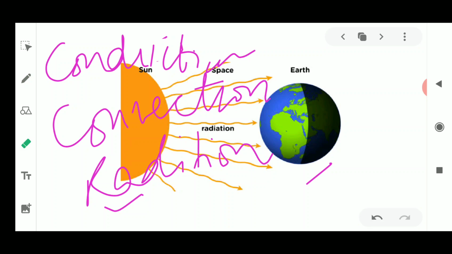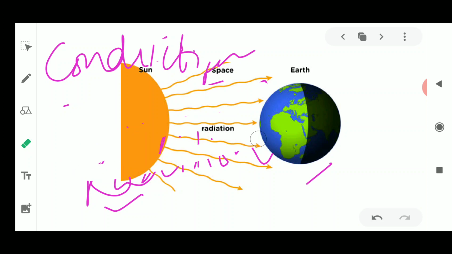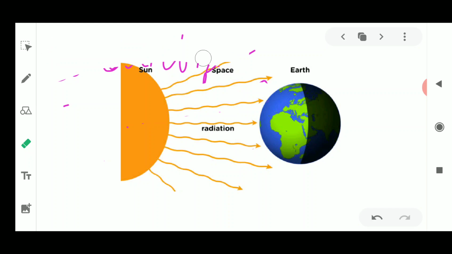The last type which we have studied was radiation, where the heat transference does not require any kind of medium to travel. The best example of radiation is the heat which reaches from the sun to the earth's surface. I hope you have all understood this topic, that transference of heat takes place in various ways, and all the ways of heat transfer are clear to everybody. I hope the concept has built up in your mind.